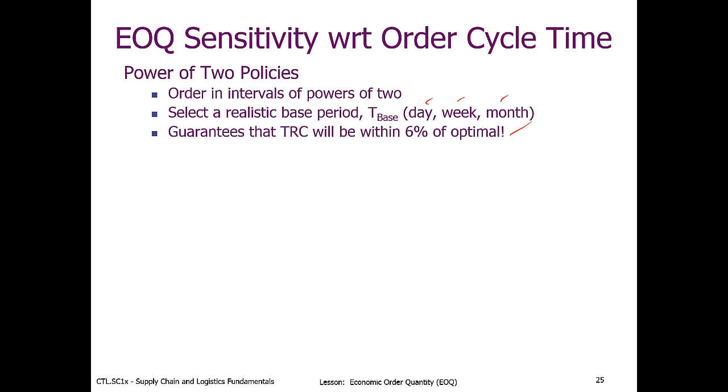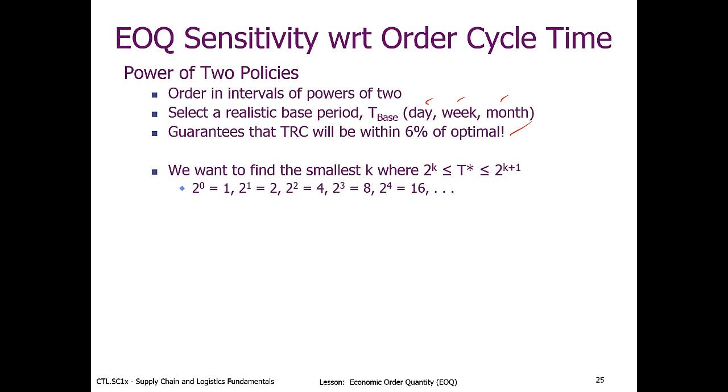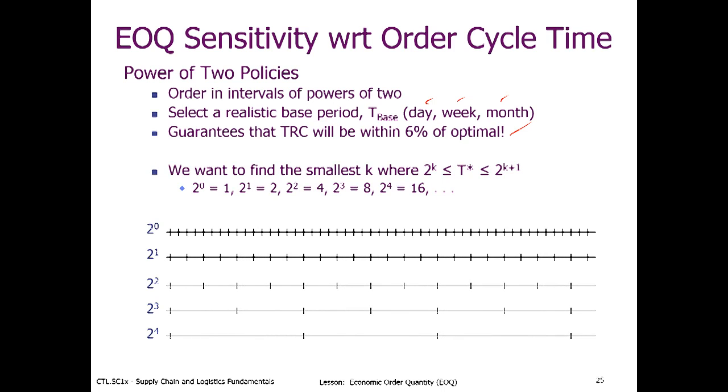So let's spend a little more time and get into details of how this works. So essentially what you're going to do is whatever your T star is, I'm going to pick a K so that that T star falls between 2 to the kth and 2 to the k plus 1. So here I have 2 to the 0th. That's if my base period is a week, right? So I'm saying a base period is 1 week. Then this 2 to the 0th would mean I'm ordering once a week. 2 to the 1st means I'm ordering every 2 weeks, 2 to the 2nd every 4 weeks, every 8 weeks, every 16 weeks, and so on.